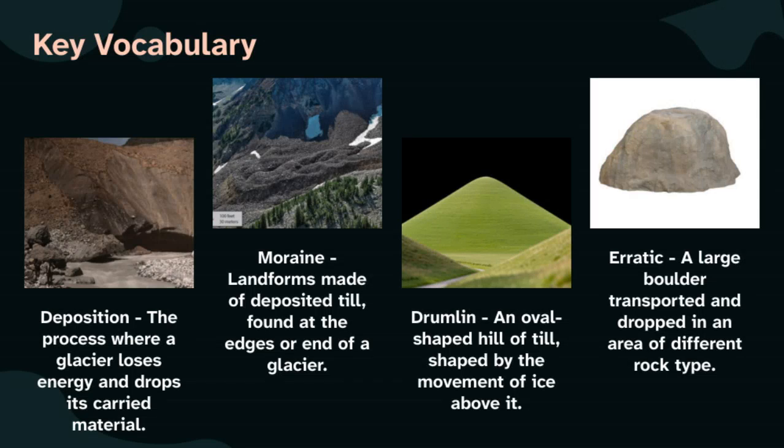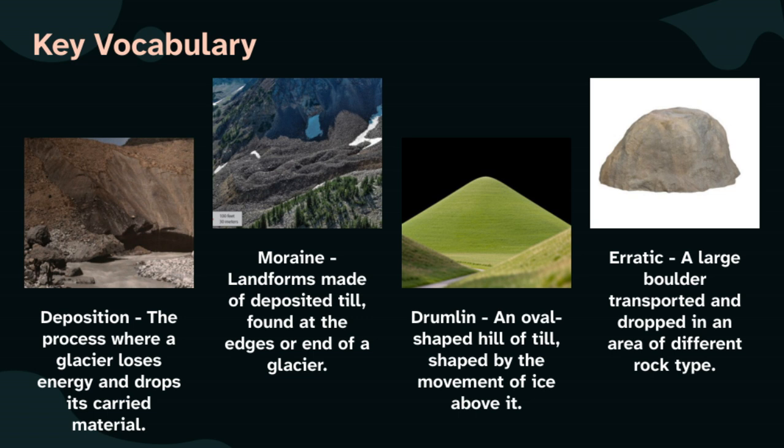The first word is deposition. Deposition is the process where a glacier loses energy and drops the material it has been carrying. The second word is moraine. A moraine is a landform made from deposited till. Moraines are often found at the sides or end of a glacier.